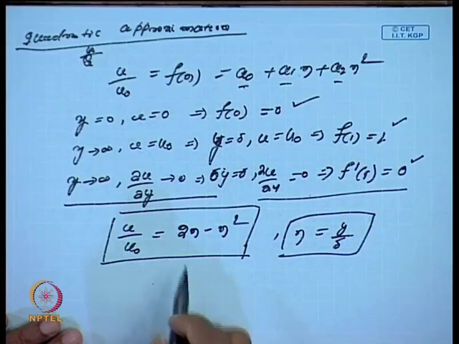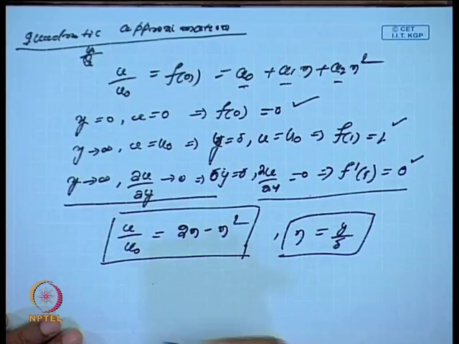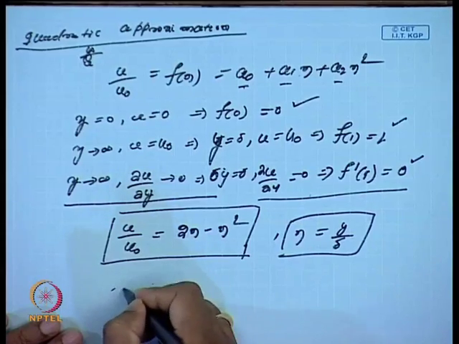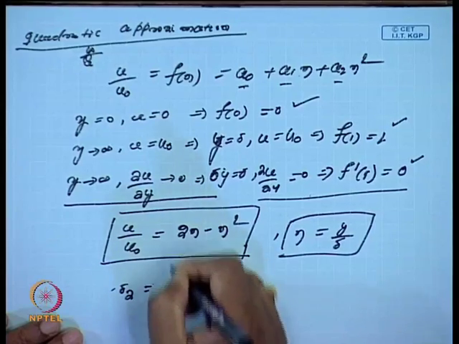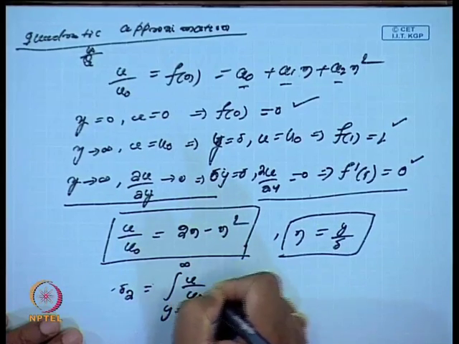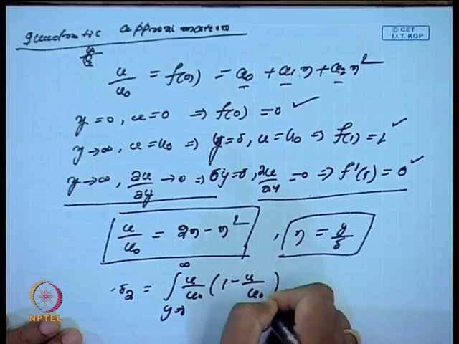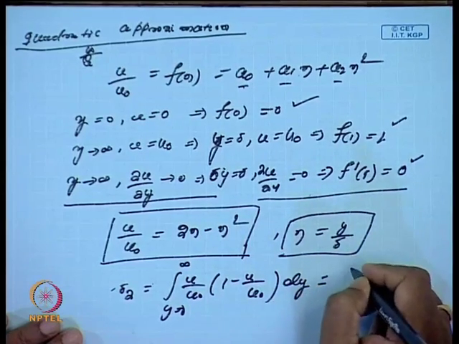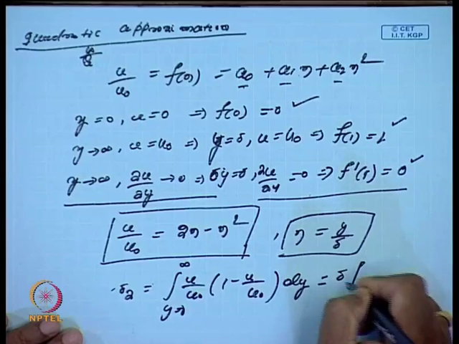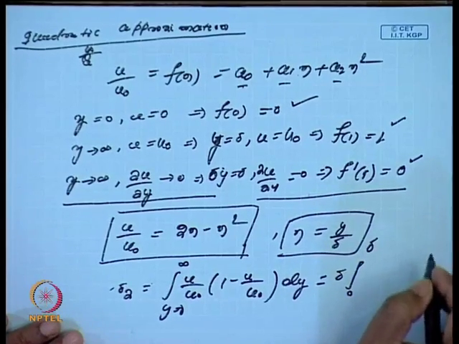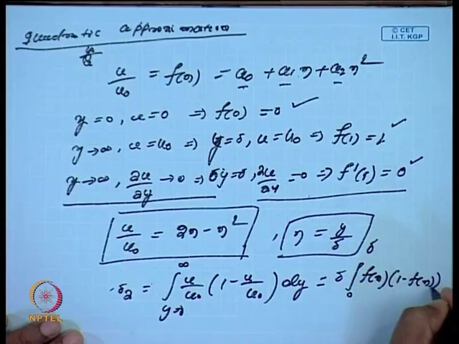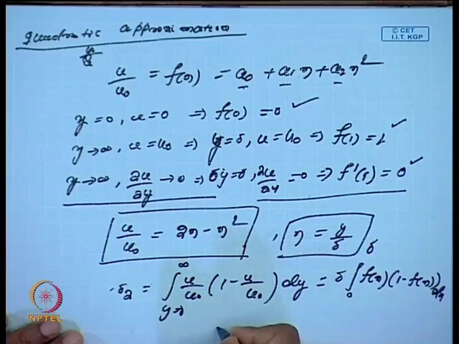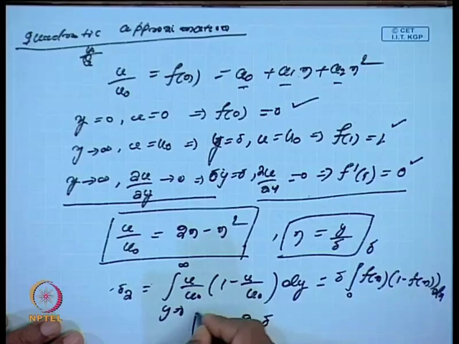Then again I substitute this in the momentum equation. I will get delta 2 is equal to the integral from y equal to 0 to infinity of u by u naught times 1 minus u by u naught dy, and that will give me delta times the integral from 0 to delta of f into 1 minus f of eta d eta, and this gives me nothing but 2 by 15 delta. So, delta 2 becomes 2 by 15 delta.